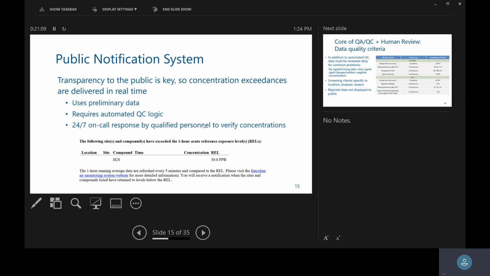But in the systems that we implement as part of the overall QA program, if there are exceedances, then there is a 24/7 on-call response where that data is reviewed. So if there is a hit and it ends up being a false positive, we may not be able to stop it immediately, but we can do so relatively quickly.